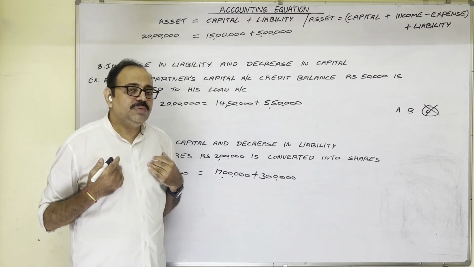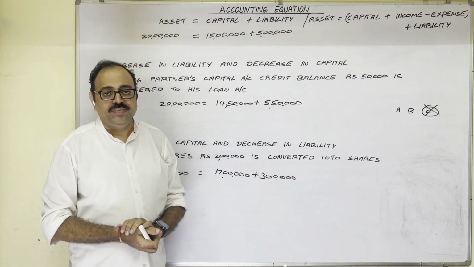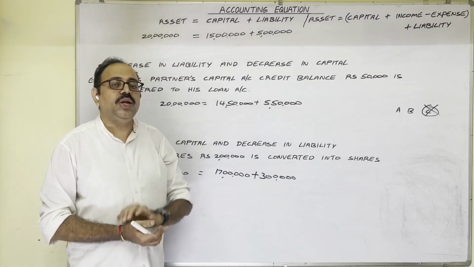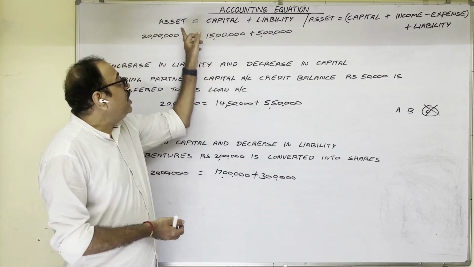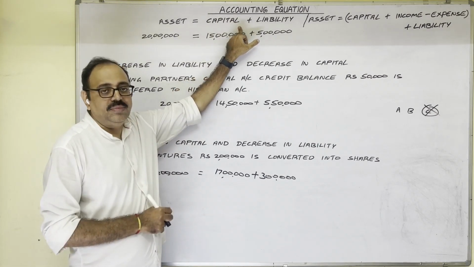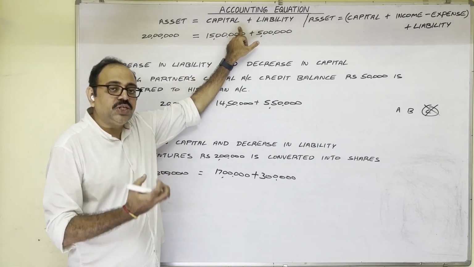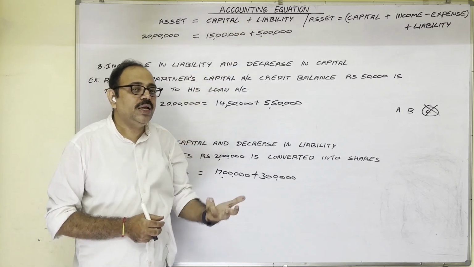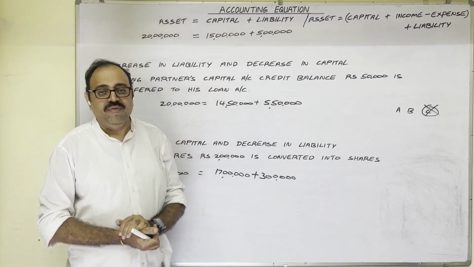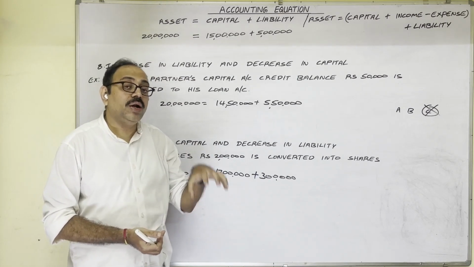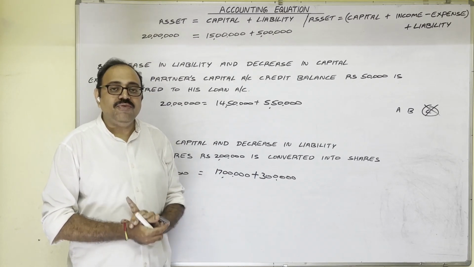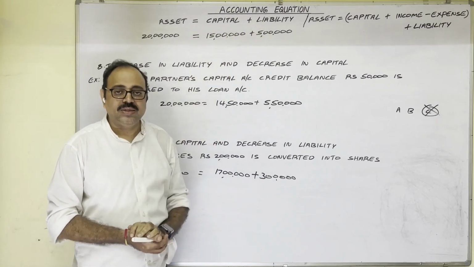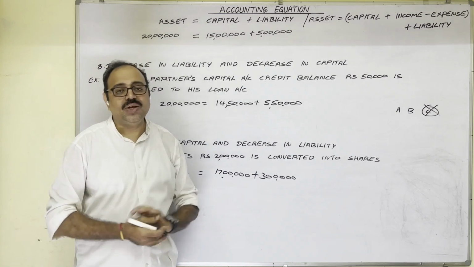Suppose a firm is maintaining computerized accounting. So Tally, Focus, whatever transactions we are entering into the system, we have to enter by following the accounting equation. Otherwise, the system is not going to take the transaction. So whether transactions are properly entered into the system or not, whether transactions are properly recorded in the books or not, to confirm that, the accounting equation acts as a cross check for us. So this is the accounting equation concept.